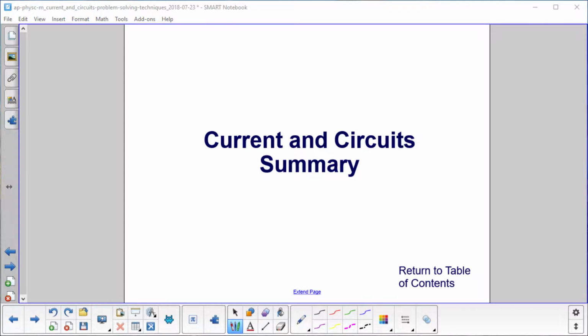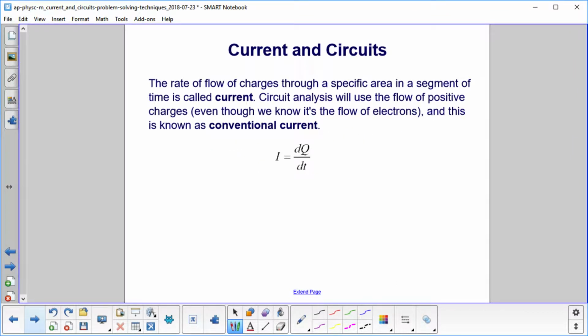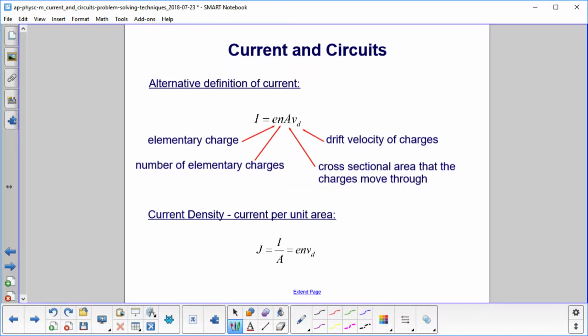Current and circuits summary. The rate of flow of charges through a specific area in a segment of time is called a current. Circuit analysis will always use the flow of positive charges, even though we know it's the flow of electrons, and that's from good old Ben Franklin. This is known as conventional current, which is I equals dQ/dt. In the past, you may have seen it defined like this before we did the calculus representation. We'll probably use both.